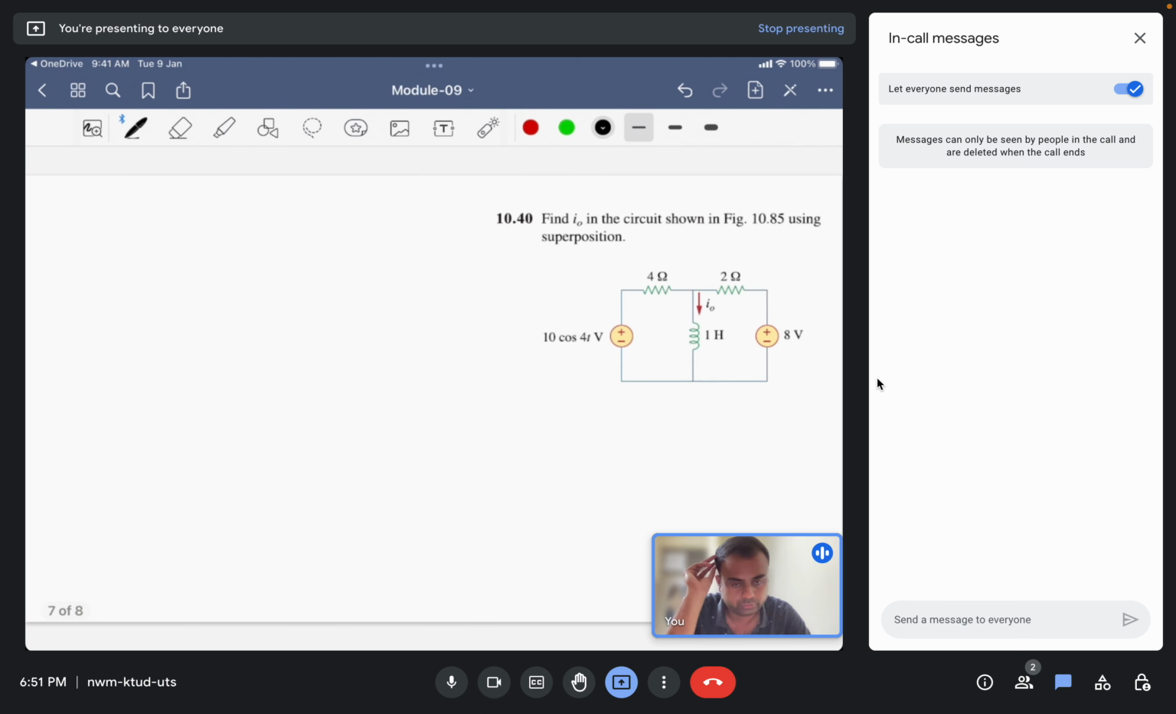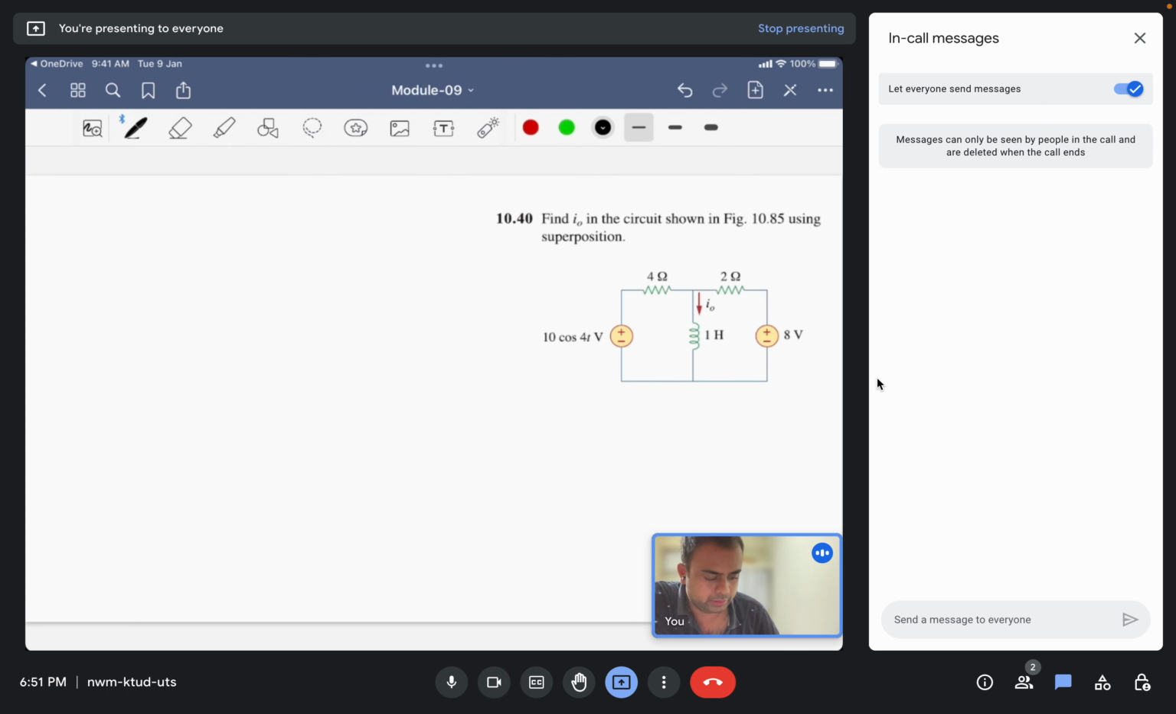So let us move to the next problem. In the given circuit, find I naught using the superposition theorem. Okay, so both are voltage sources here. So first of all, let us consider the AC source.